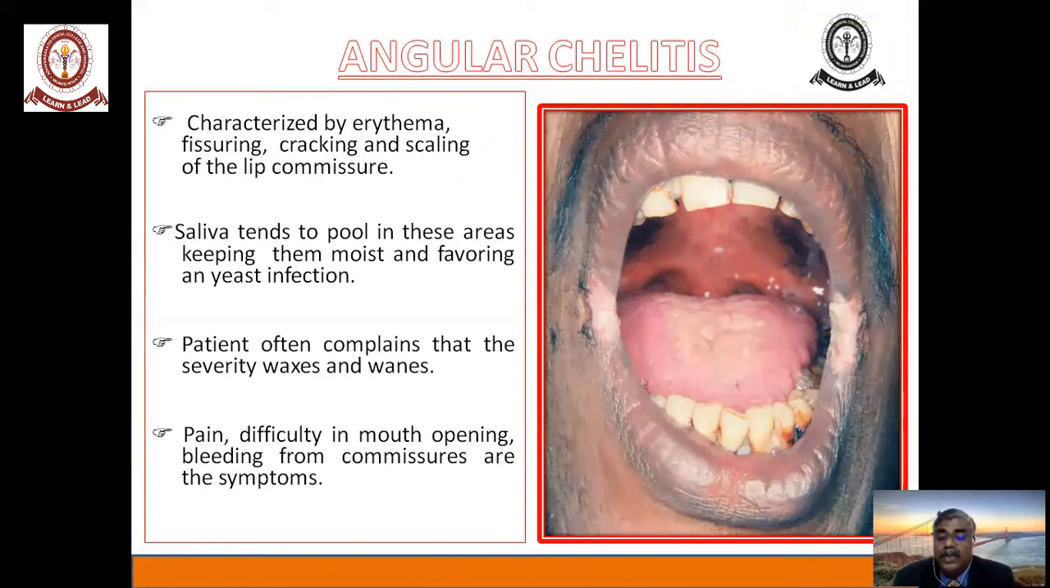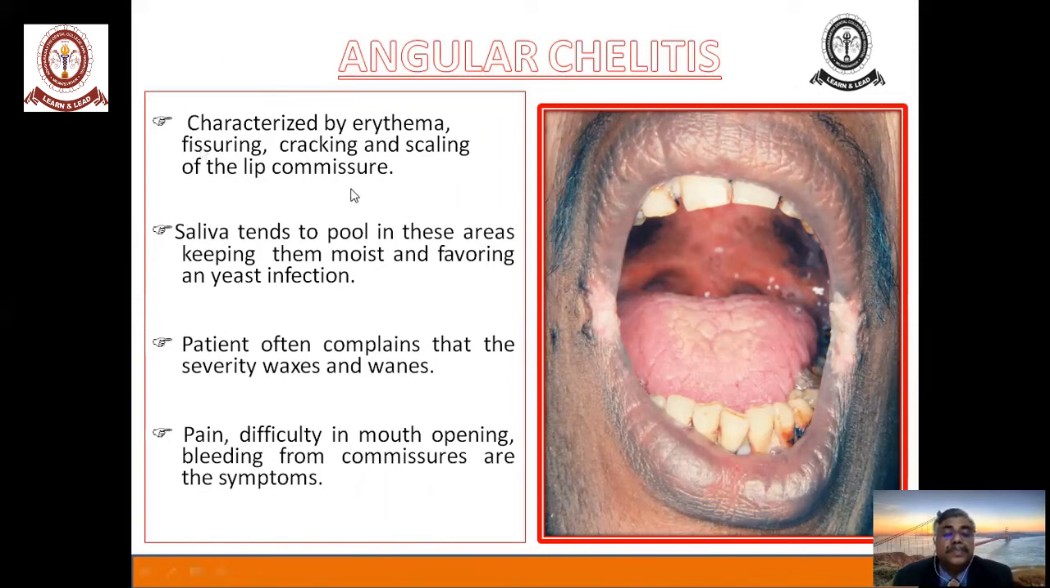Angular cheilitis can be caused by various reasons like nutritional deficiency, B complex deficiency, iron deficiency, and anemia, as well as decreased vertical dimension of the denture, which makes a fold at the angle of the mouth, and moisture in the form of saliva accumulates there, and it predisposes to infection by the fungus, that is the candida. And also some children get angular cheilitis because of bacterial infection from the nose caused by Staphylococci and Streptococci.